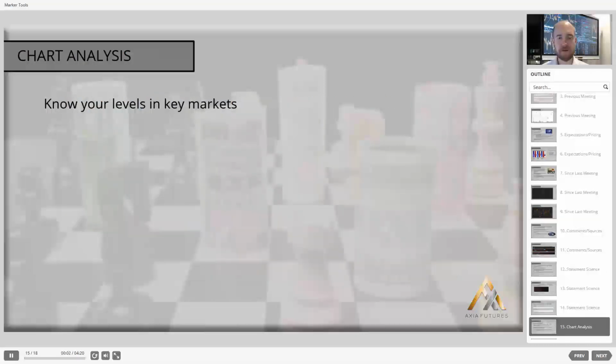After your statement science, and we will come back to this in much greater detail when we do the ECB section of this course, next up, a bit of chart analysis. There's no point in having all sorts of good ideas if you don't know how you're going to execute these based on your levels on a chart. So key thing, know your levels in your key markets.